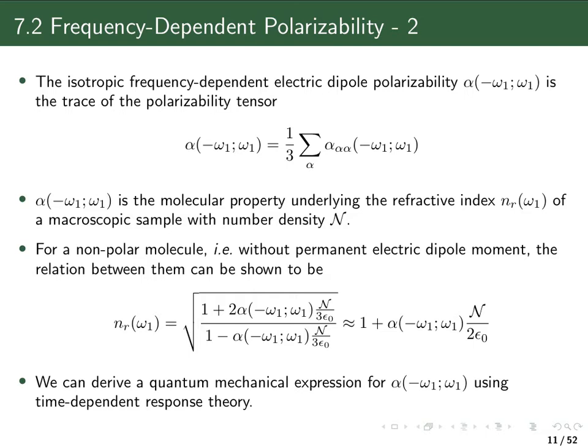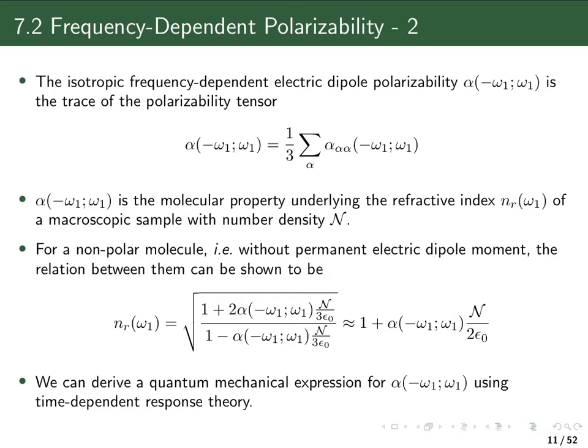And being a square root, we can approximate this in this form, 1 plus the molecular frequency-dependent dipole polarizability of the molecules making up this material times the number density. Which means that the dispersion of the refractive index arises from the frequency dependence of this polarizability.